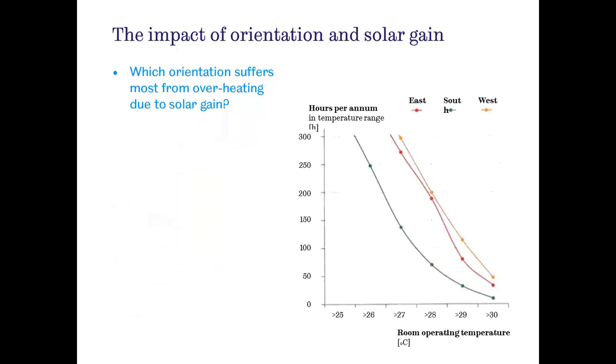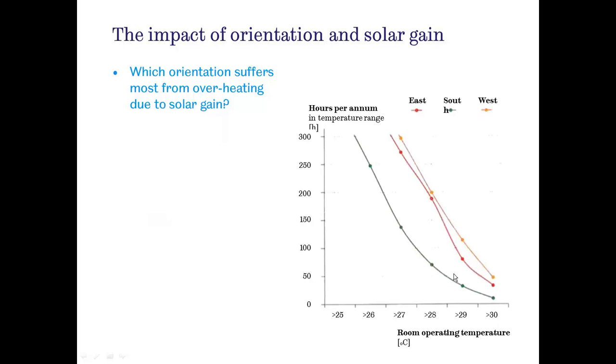We've got some graphs now to consider this. So just to familiarise yourself with these graphs, along the bottom we have room operating temperature, 25 through to 30 degrees C. And up the left we have the number of hours per year that we are achieving those operating temperatures. And then we have the different colour-coded lines, which are the orientation.